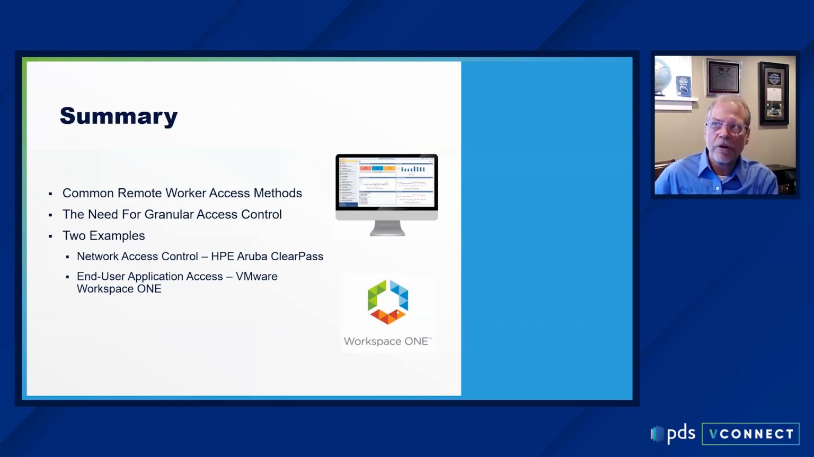The time has been going pretty quick here. Just a quick summary: we looked at a couple of ways that remote workers are now being enabled to access corporate data assets. We've talked about the need for granular access control because we've got so many different roles and different kinds of work titles that need to get acclimated back onto the corporate network. And then we've talked about a couple of examples with ClearPass and VMware. Again, VMware is going to have a more in-depth session from one of my colleagues at Tech Data right after this, if you're interested.